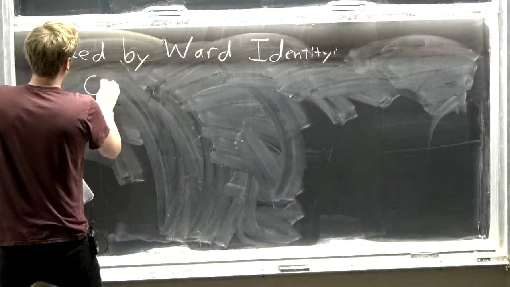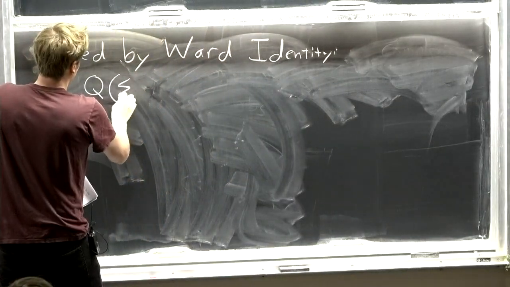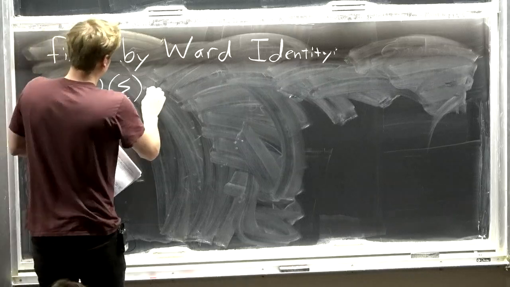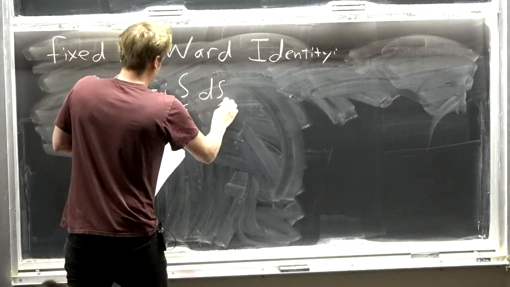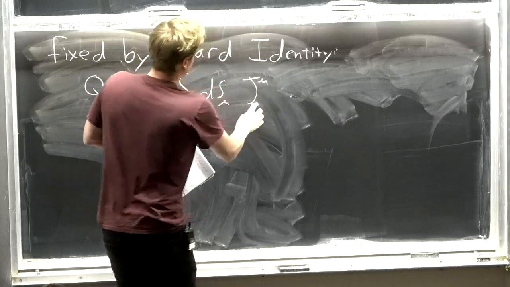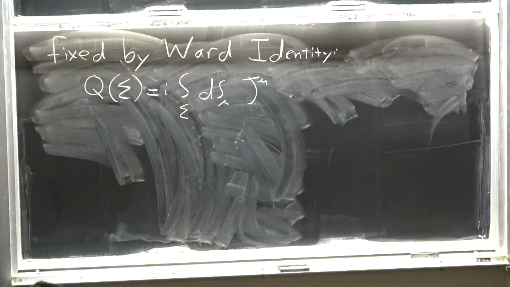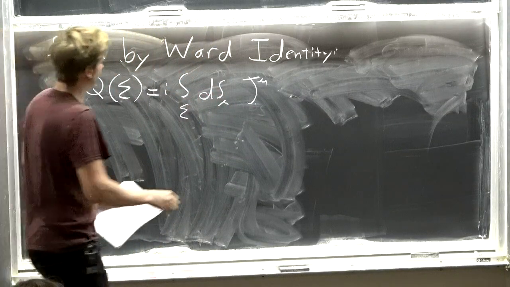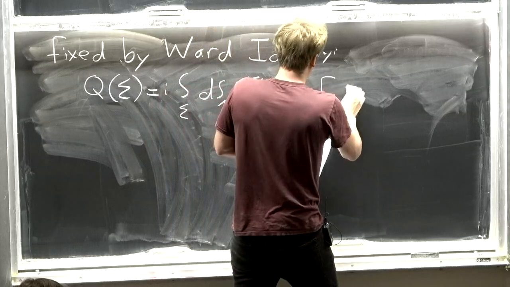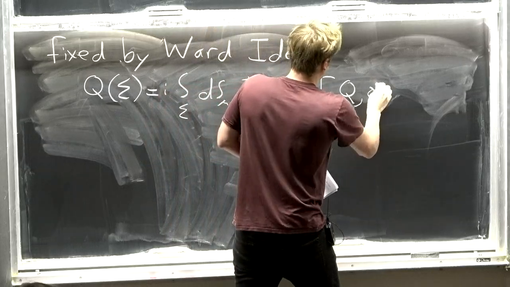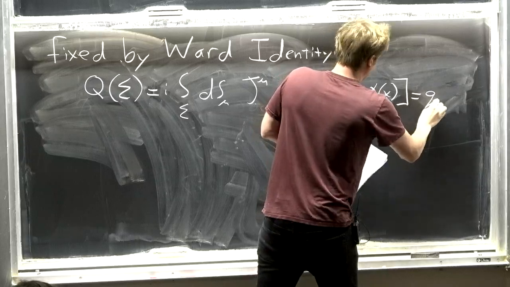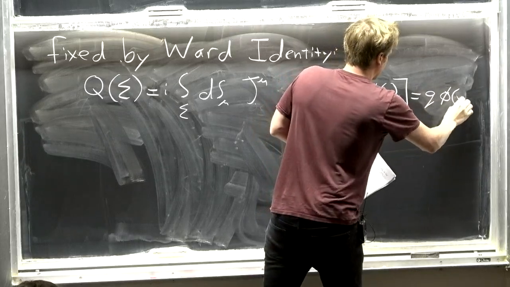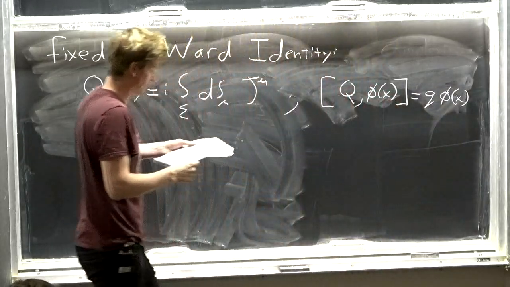So in general, if you have some current, you know how to define some charge by integrating it on some surface. You just integrate your particular conserved current, and this gives you a charge. In particular, this object has a commutation relation with objects that are charged under it, where it just gives back the particular charge of the operator.